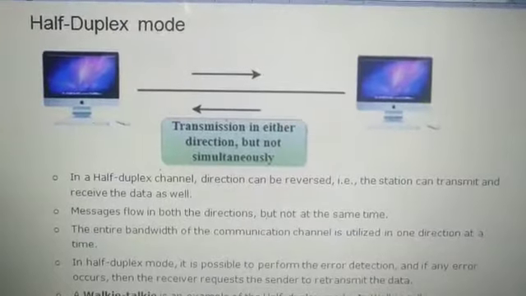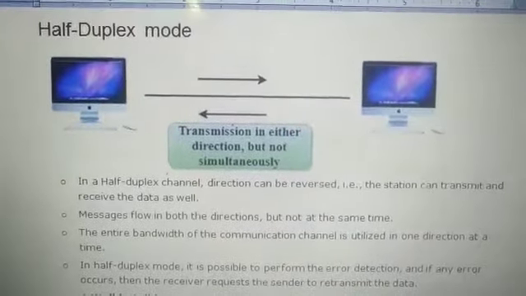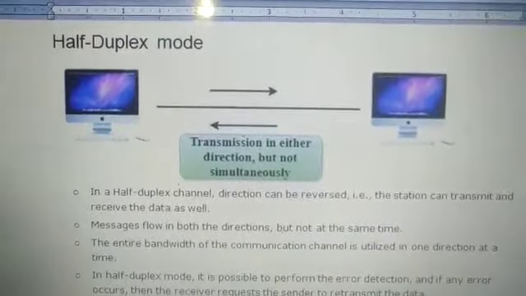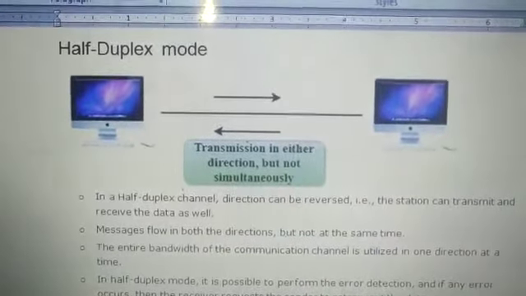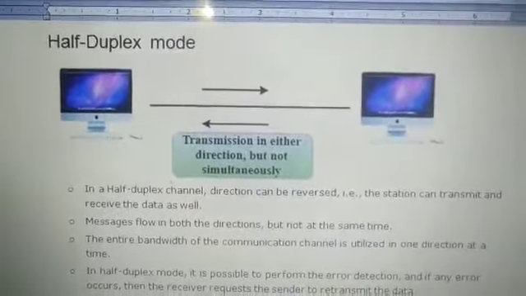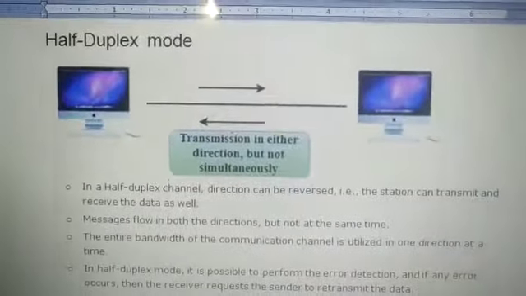Today we're going to discuss the rest of the transmission modes we have left. The simplex method we have already discussed. Two are left, that is the half duplex method and the full duplex method. So today we're first going to start with the half duplex method.